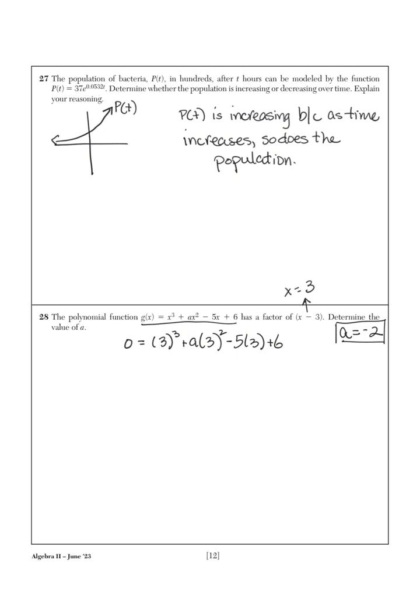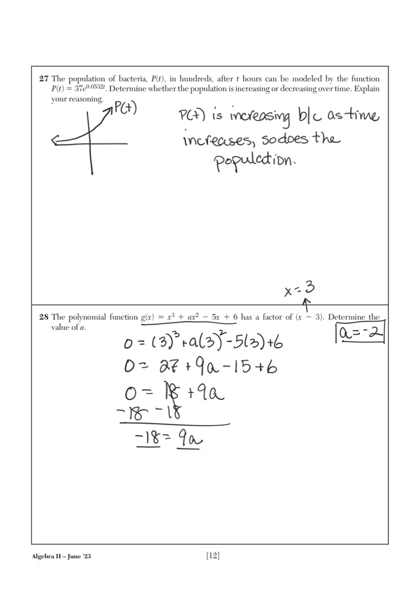So from here, we're just going to do the math, okay? So I'm going to do 0 equals, this is 27, plus 3 squared is 9a, minus 15 plus 6. So 0 equals, that's going to end up giving me 18 plus 9a. So I'm going to subtract that 18 over so that I can solve for a. So get negative 18 equals 9a. And then I'm just going to divide by 9. And there's your negative 2.